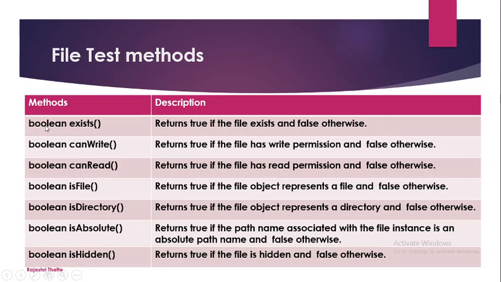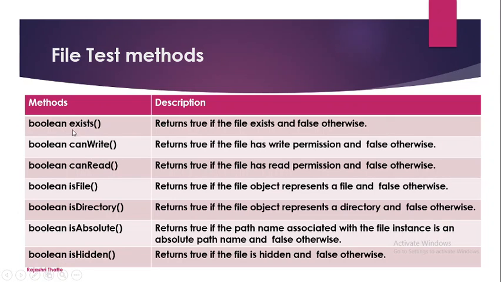First method, boolean exists. Whatever file name I am using for the file object, it may happen that the file does not exist. So we have to check whether that file really exists on that system or not. For that we can use the exists method. Again, all these methods are instance methods because no static keyword is used, so to call them we require the name of a file object. In the demo, we will see how to use this.